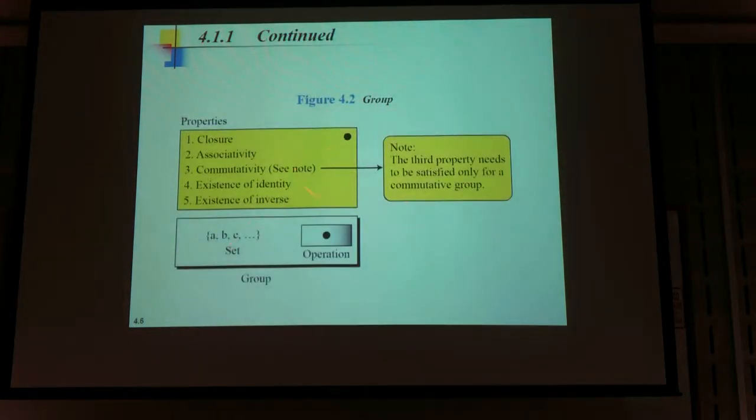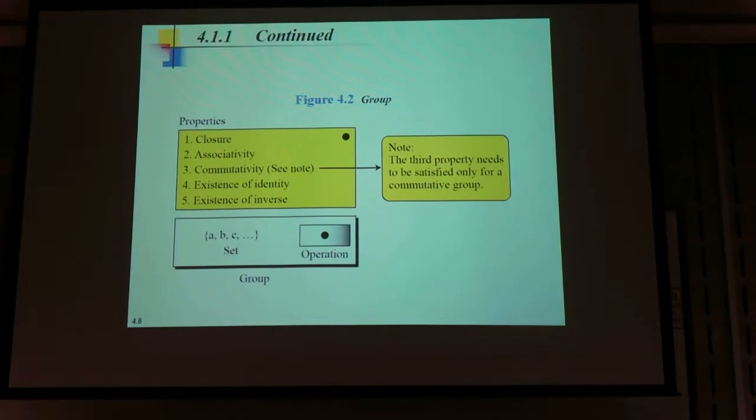So let's take a look at this group in here. All right, so we have a set, which has elements. The elements could be integers, could be digits, could be letters. Like for example, in here the set has A, B, C. This is a set. The operation is this circle. This black circle is the operation. And the conditions are closure, associativity, commutativity, existence of identity, and existence of inverse.